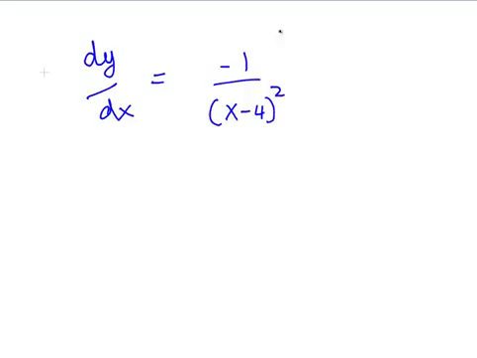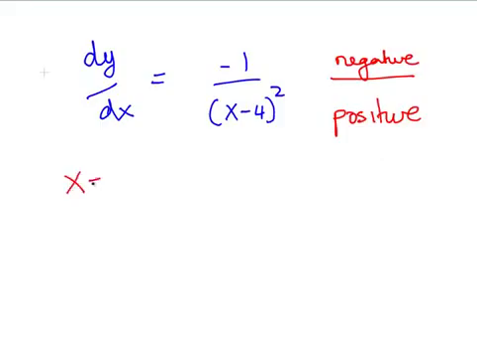Now, that's negative, minus 1, and the denominator is always going to be positive. A square number is always going to be positive, and it also can't equal 0. We already said x cannot equal 4, so x minus 4 can never equal 0. So a negative divided by a positive is always going to be negative.